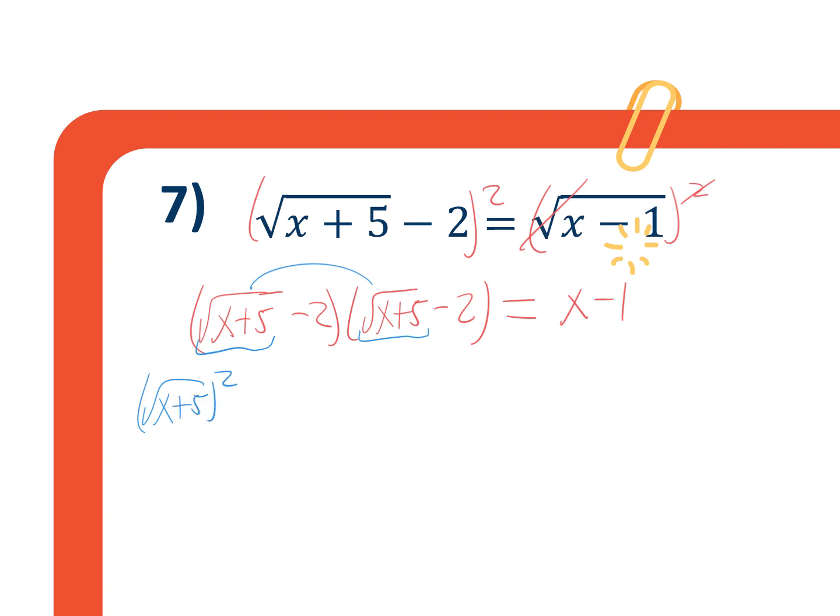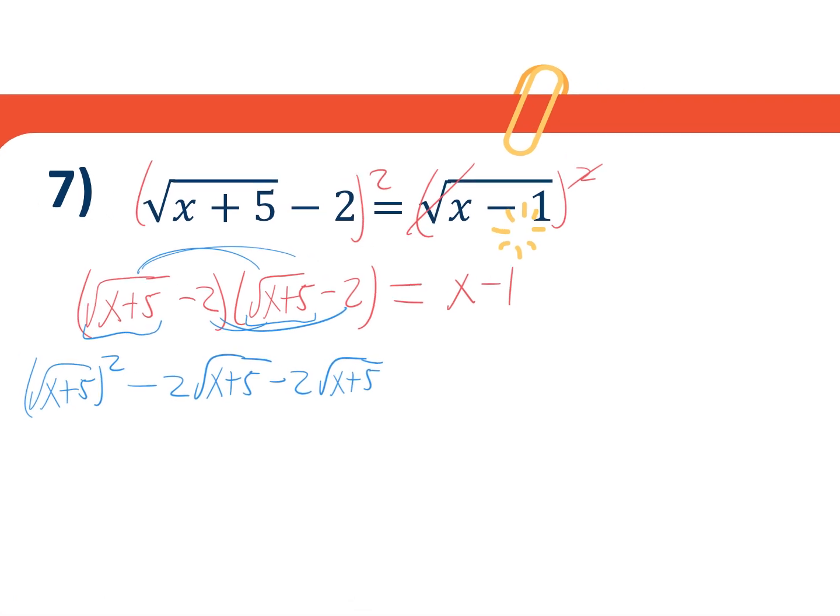All right, and then minus, right, square root of x plus 5 times negative 2 is going to be minus 2 square root of x plus 5. And then we're going to get the same thing again. Negative 2 times the square root of x plus 5. And then our last one is going to be negative 2 times negative 2, which is a positive 4. And this is equal to x minus 1.